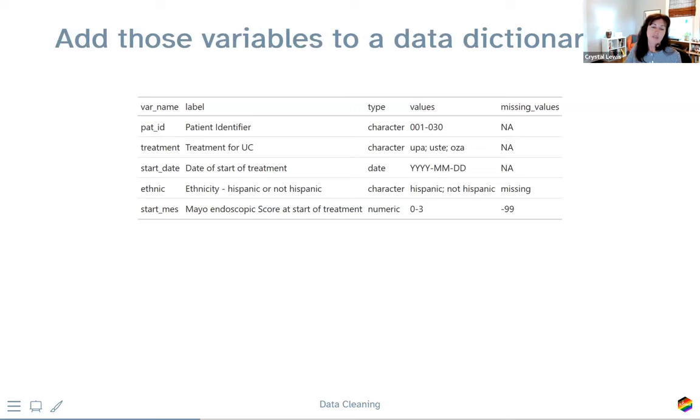And then you want to add those variables to a data dictionary. So a data dictionary is a rectangular formatted collection of names, definitions, and attributes about variables in a data set. So you set this up similar to a data set with a row and column layout with variable names in your first row. So in this data dictionary here, I have my variable names, the labels associated with those items, the types that are allowed for each item, the allowable values, and the missing values I plan to use.